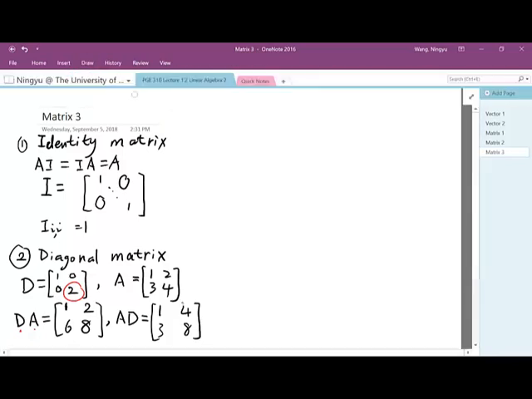We can see that the first row is the same, and the first column is the same. But the second column is multiplied by 2. This means that if you multiply a diagonal matrix from the right-hand side to a matrix, you are going to stretch each column.